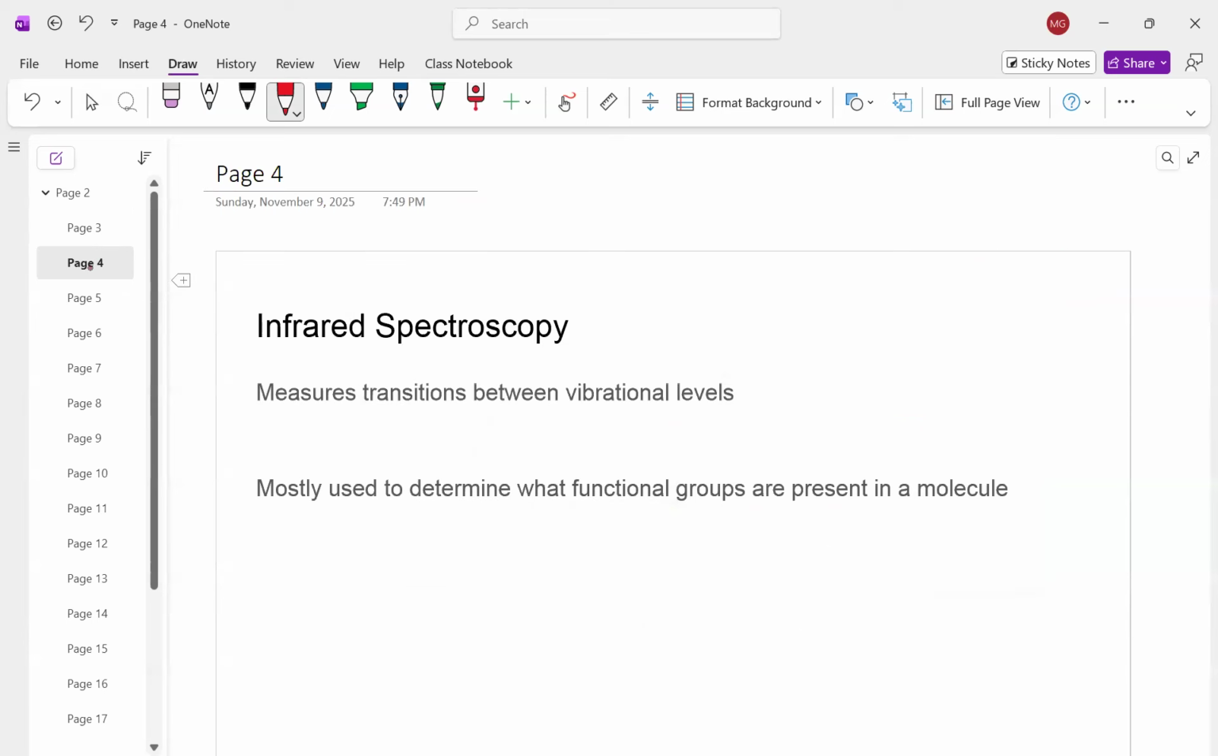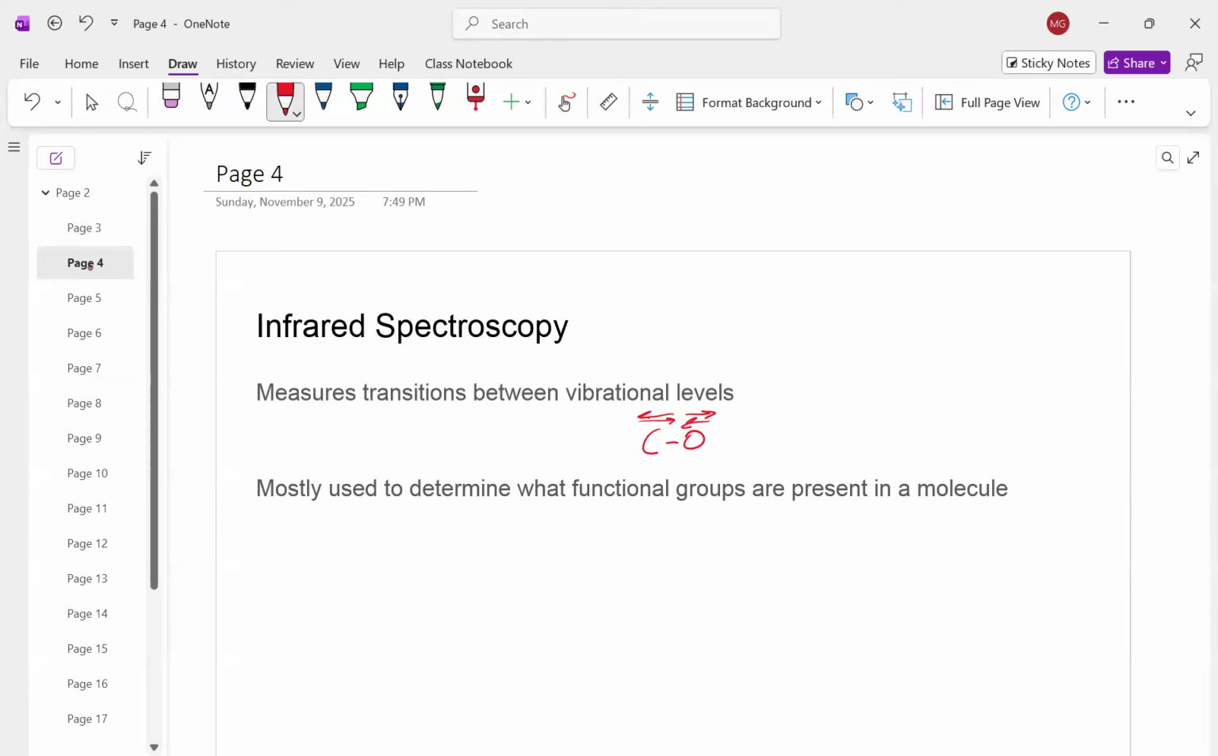What this form of spectroscopy does is it measures the transitions between vibrational levels. And what I want you to do is think about a bond between two atoms as a spring with two masses on it. So, for example, if we take a carbon-oxygen bond here, and look at that bond as a spring, the bond kind of compresses and then goes back out. And then the oxygen goes in and then goes out. Think of it like a spring.